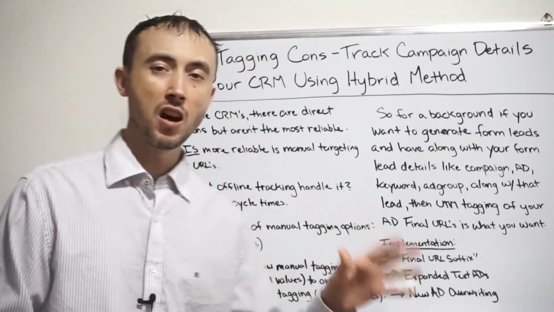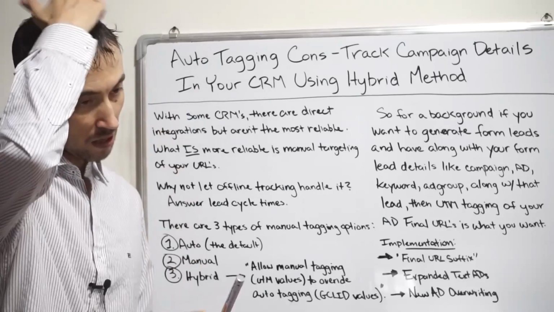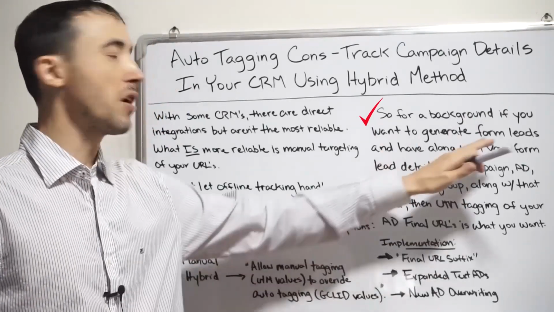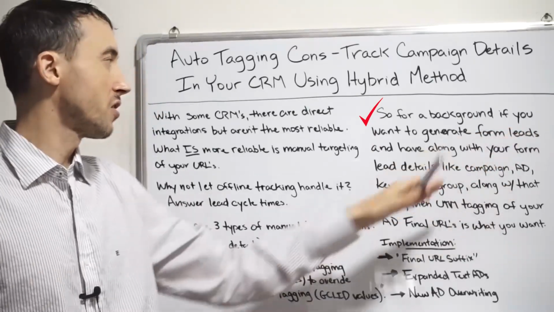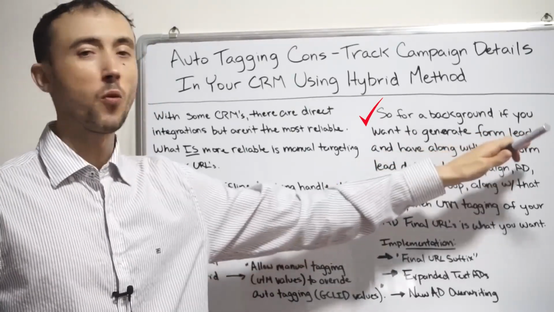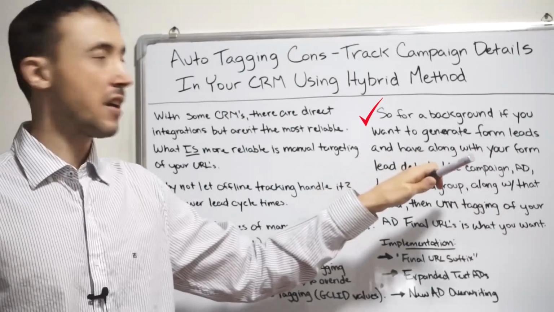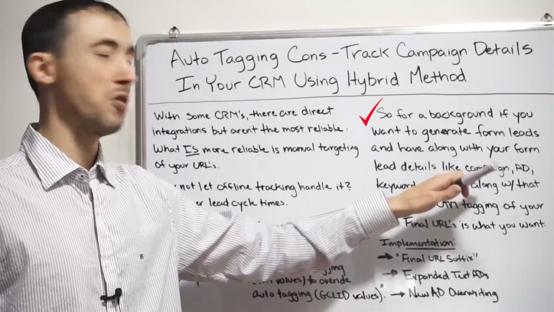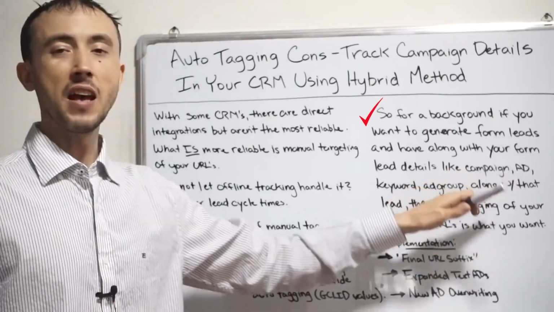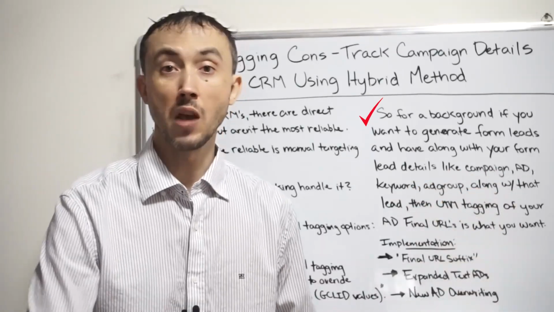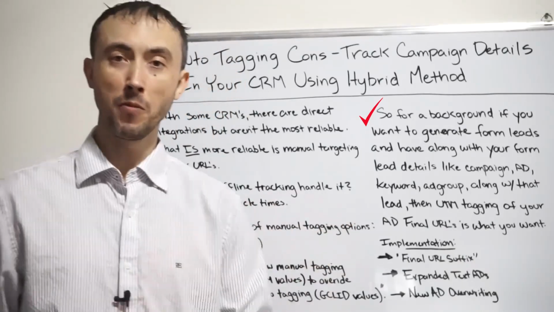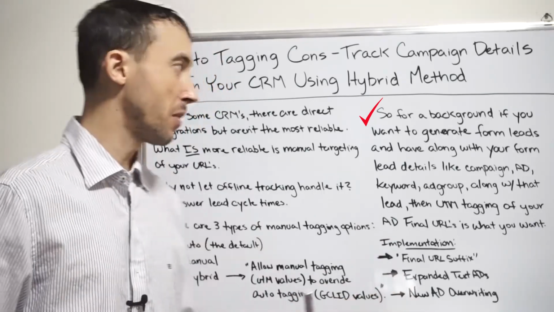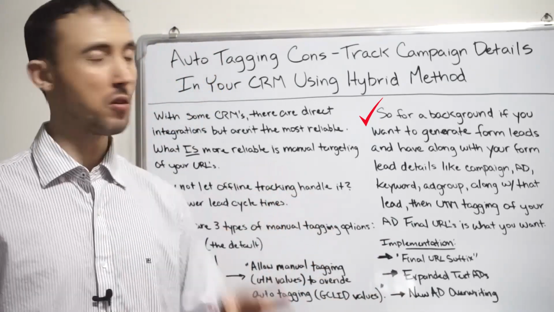So that said, I'll get into the content here and go through all of those things in detail. So first of all, for a background, if you want to generate form leads on your site, and along with those form leads, you want the lead's details, not just the first name, last name, company name, budget, that kind of thing that you would have on your form naturally. You can have also with it by having something called a hidden form field. It's basically another field on your form that nobody can see, but it's there. It's there in the code, so to say.